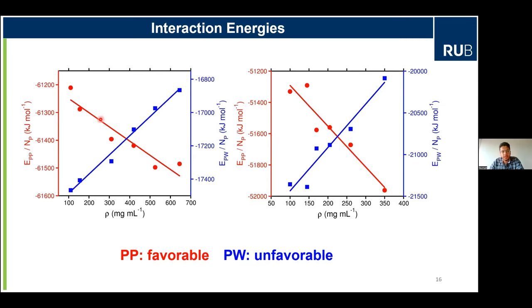I forgot to mention that again, on the left-hand side, we have gamma-crystallin, and on the right-hand side, we have FUS LCD. I forgot to mention the names here. The red line denotes the protein-protein interaction energy per protein molecule, and the blue line indicates the same for protein-water interaction energies. As you can see, with increasing concentration, the protein-protein interaction energy decreases, which means that it becomes more favorable, whereas the protein-water interaction energy increases, so it becomes less favorable. And this is the same case for FUS LCD.